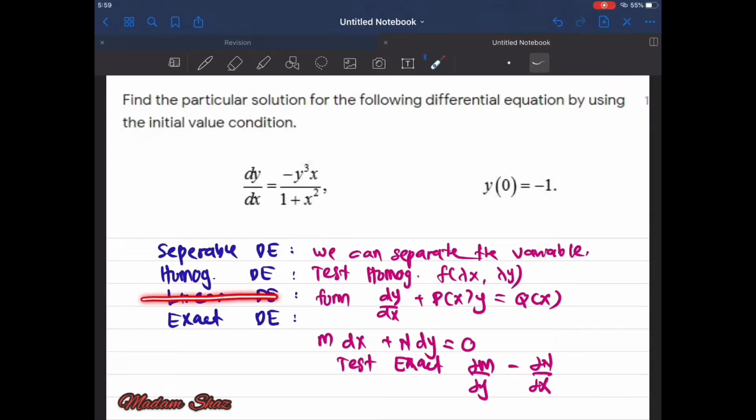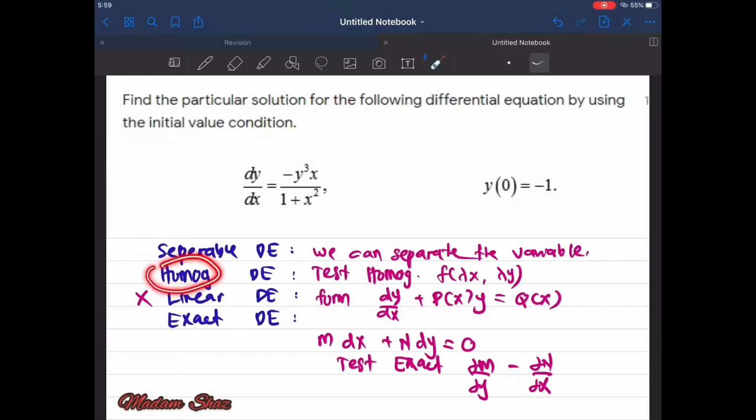So you should know that this is not a linear differential equation. Why is it not linear? Because linear must be power of 1, and this one is power of 3. So this is not linear, and we cancel out linear.